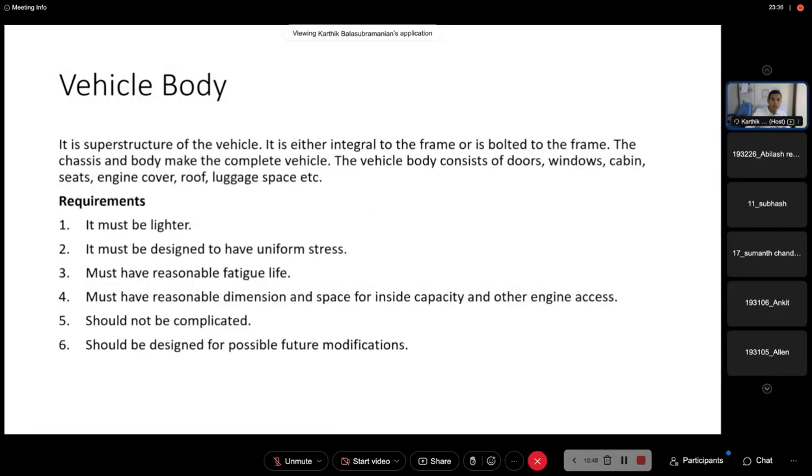So in the previous slide, we saw that the vehicle body should be lighter, right? Why must the vehicle body be lighter? Improve fuel economy. Fuel economy is one thing. What's the other?